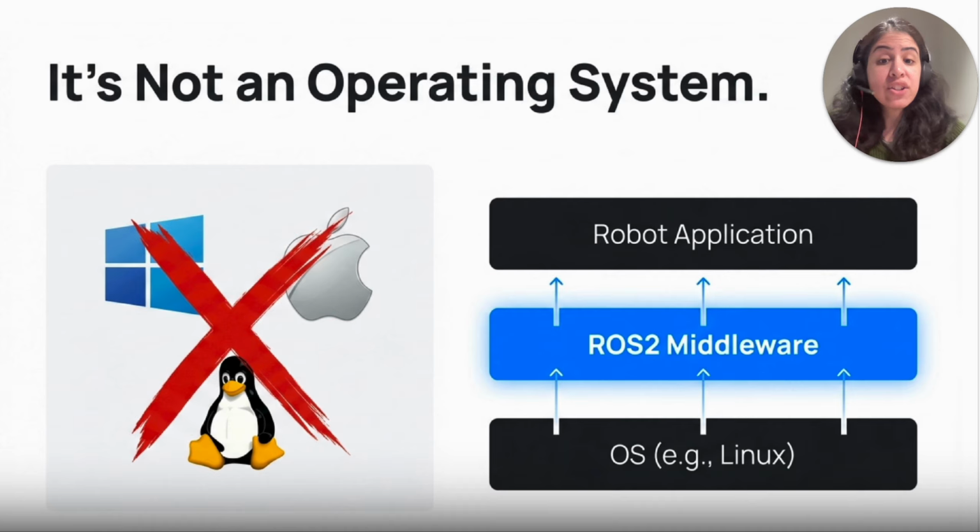ROS2 would be the kitchen management system. It doesn't replace the building, but it organizes how all the chefs, the waiters, and the managers communicate and work together. So, in the technical terms, ROS2 is what we call as the middleware. It sits between your robot's operating system and the actual application software that makes your robot do things. ROS2 is a collection of software tools, libraries, and the messaging systems that help the developers build robot applications.